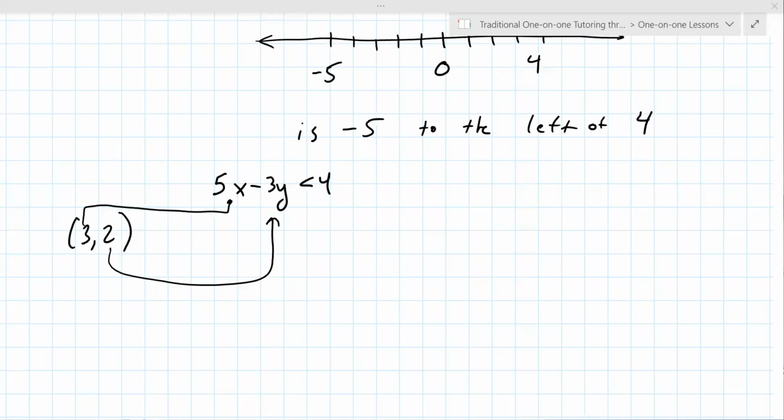Three x less than 4. Sourish, you have to substitute the numbers in for x and y, just like we did. I did that. 5 times 3 minus 3 times 2. Is that less than 4?